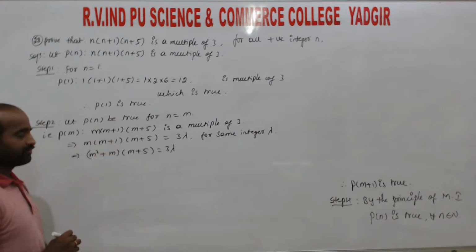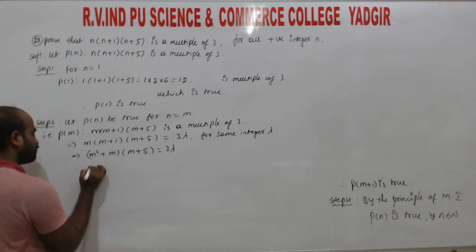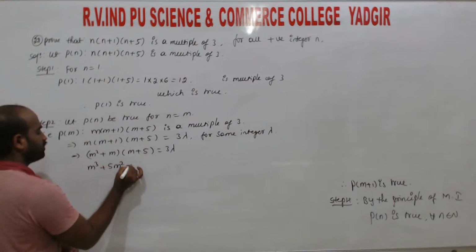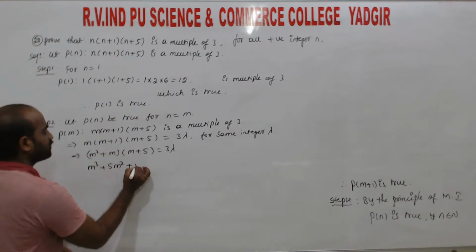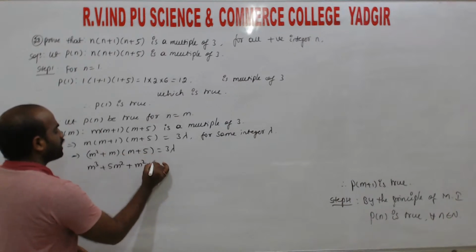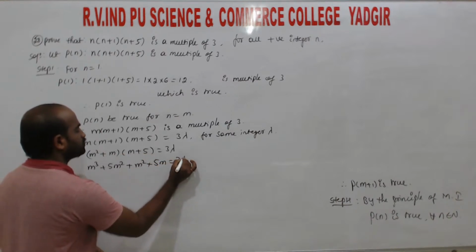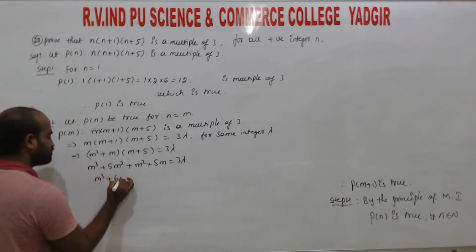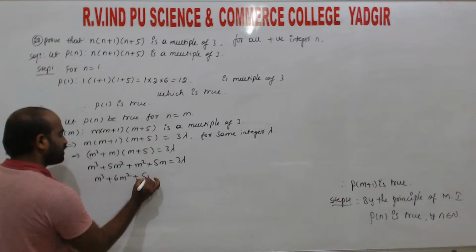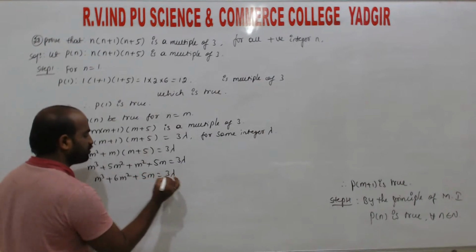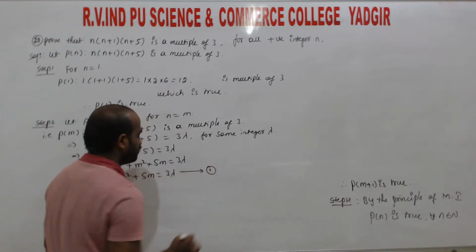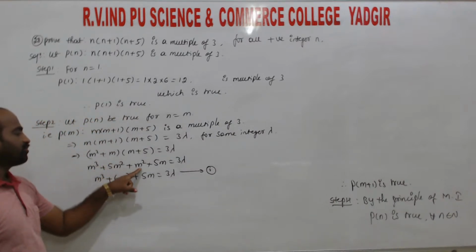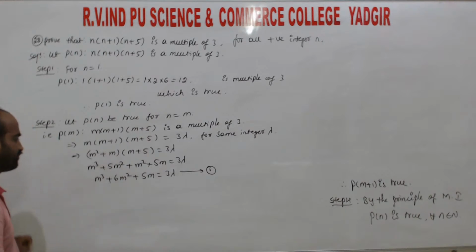Okay, all are multiplied. m square into m, m cube; m square into 5, 5m square; m into m, m square; m into 5, 5m; equal to 3 lambda. So m cube plus 6m square plus 5m is equal to 3 lambda. This is equation 1. Okay, 5m square plus m square is 6m square.